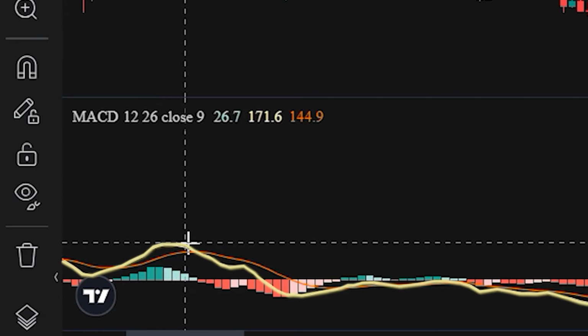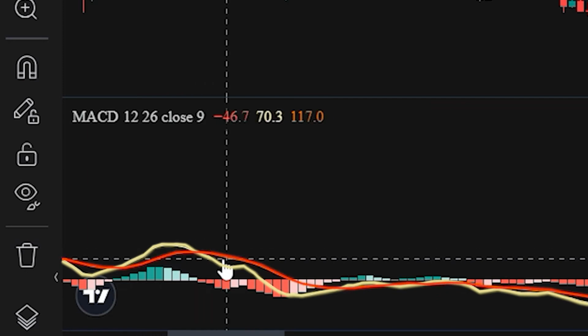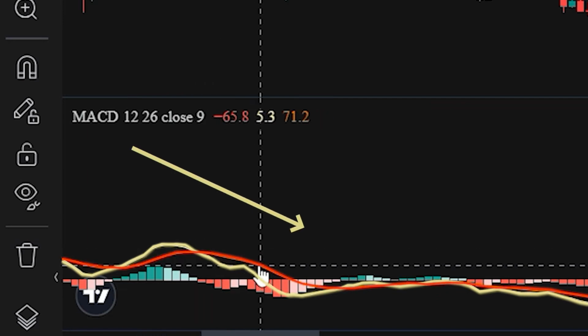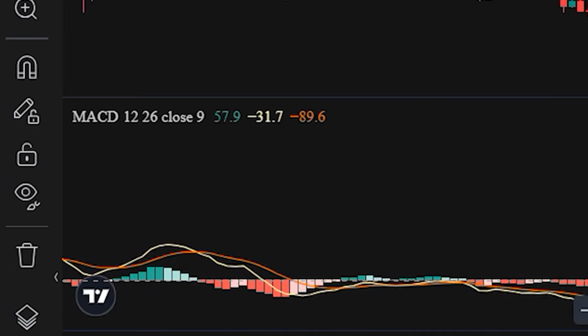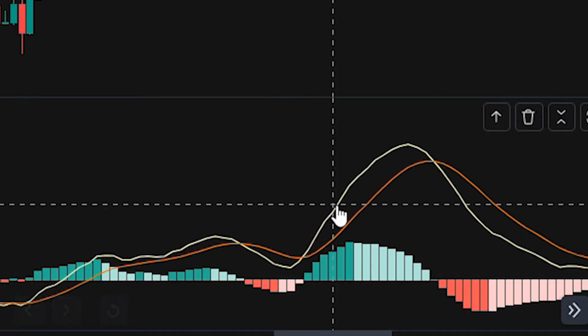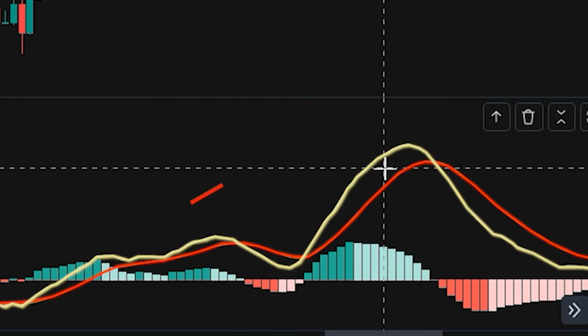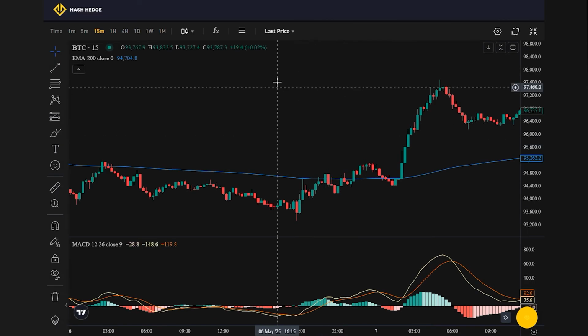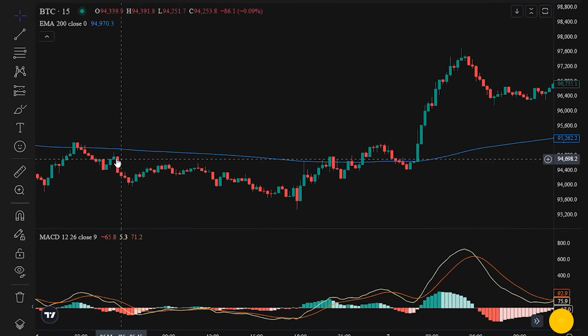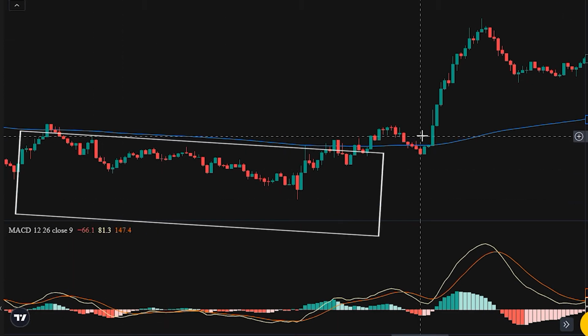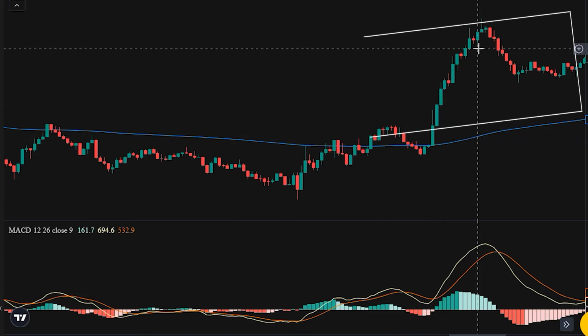In this case, the beige crosses the orange from top to bottom. This is a signal for a trade down. Conversely, when the fast moving beige crosses the yellow from bottom to top, this is a signal for an up trade. But we're also going to filter it through the moving average. That is, we will enter down only when the chart is below the moving average, and we will enter up only when the chart is above the moving average.